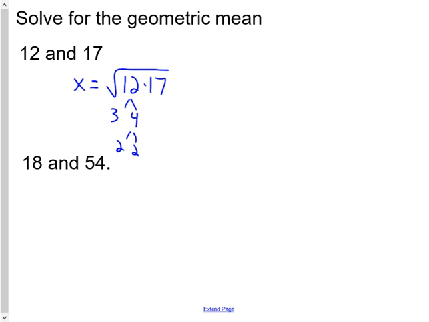And you just need to find a pair that's going to come out. So I found a pair of 2s. One comes out. 3 and 17 are going to go back under and multiply. And we're going to get 2 square root of 51.